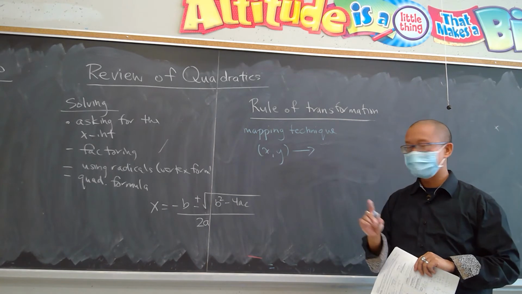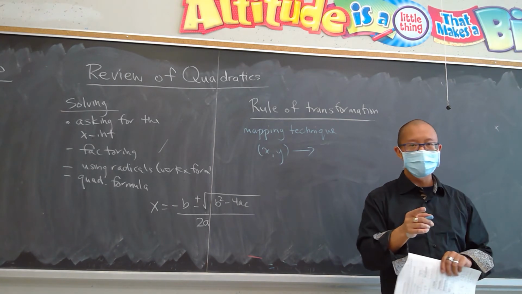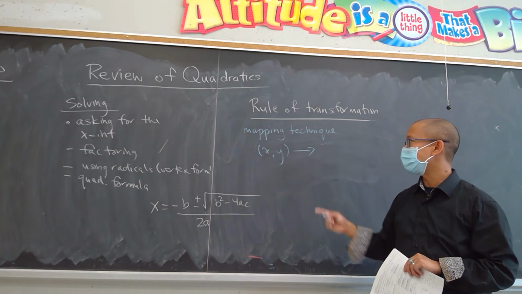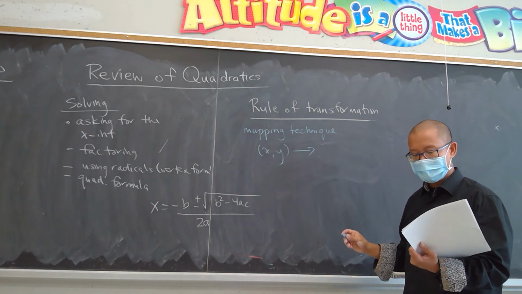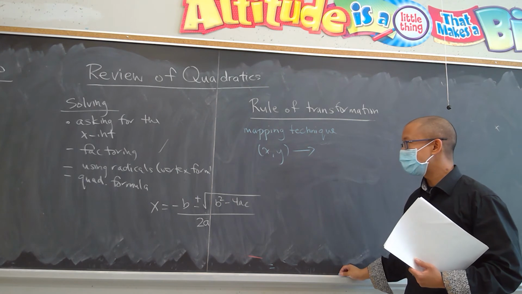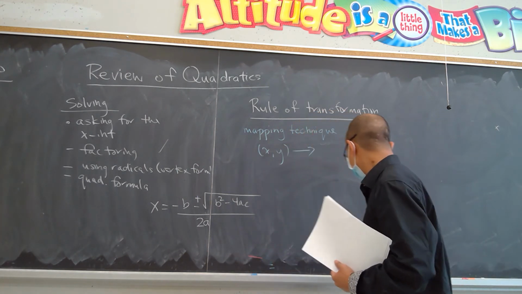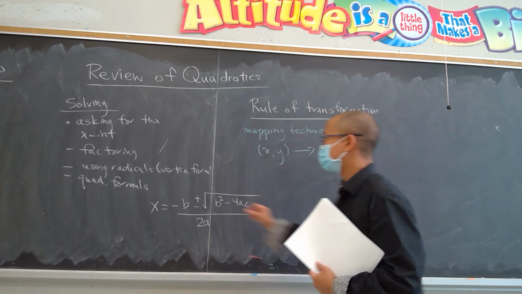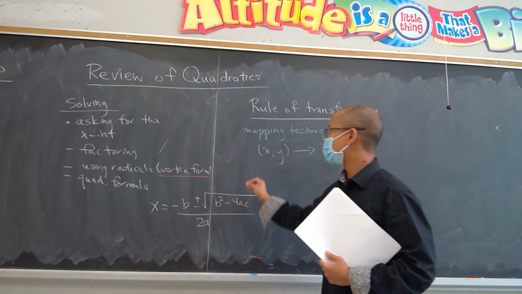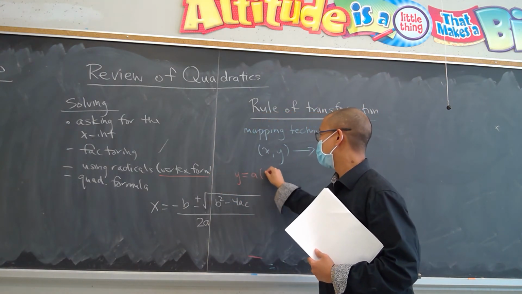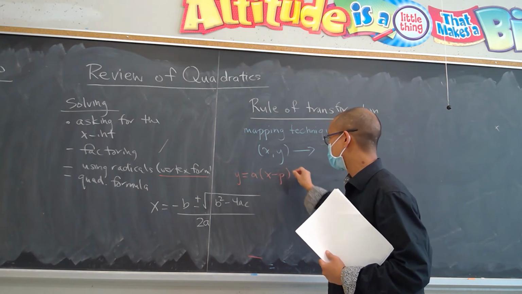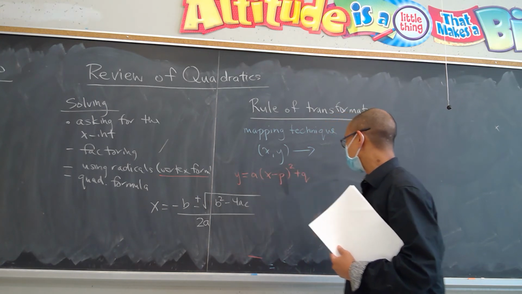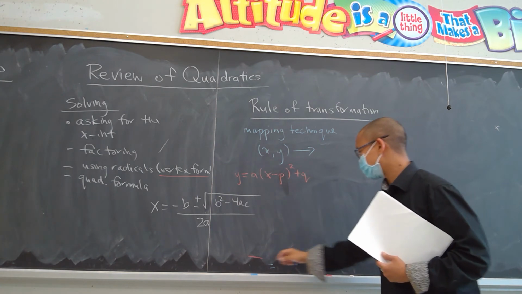I apologize if I'm confusing. I don't mind repeating this when I see you again in class or synchronous. But the mapping technique is as follows, and notice what we're going to use. I'm going to use red to explain this, because the vertex form is as follows. One more time. So watch carefully what I'm going to do.